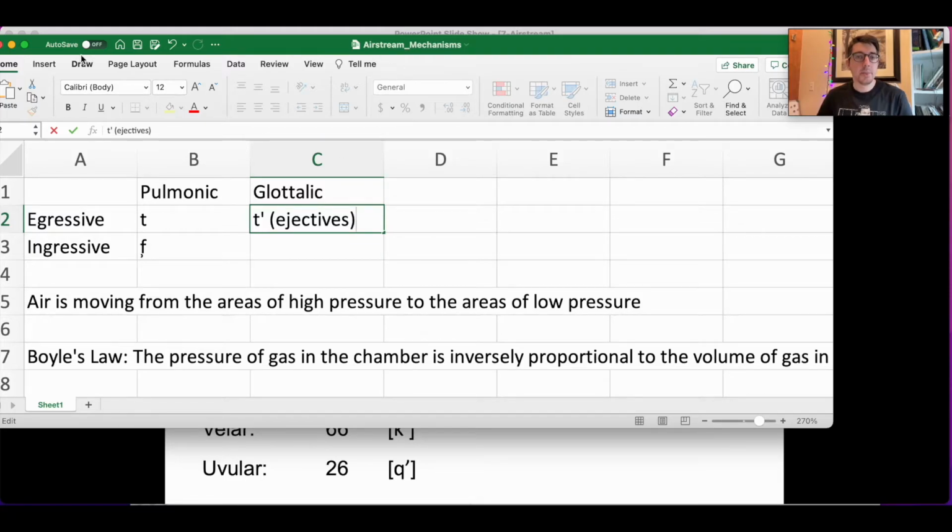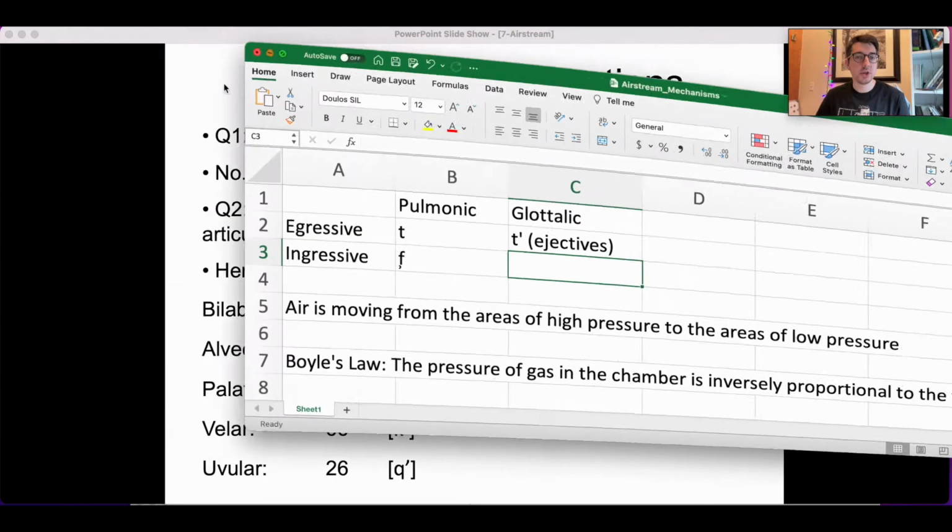Okay, nice. Of course, we have its counterpart, which are glottalic ingressives, right? Here. And okay, let's talk about them, right?